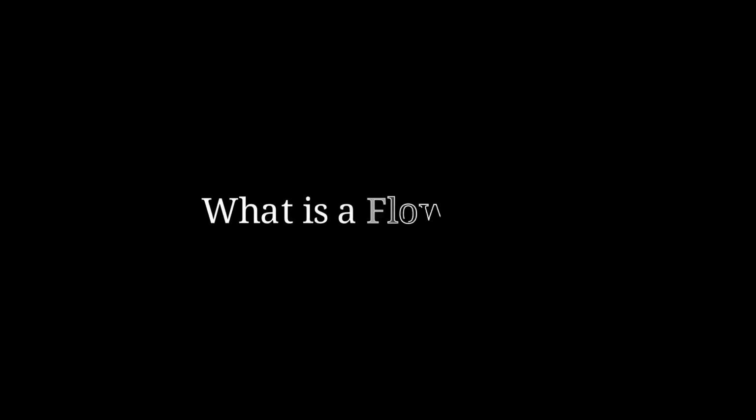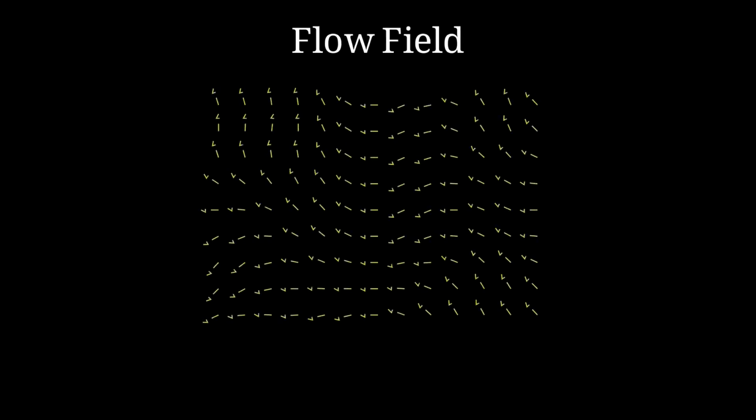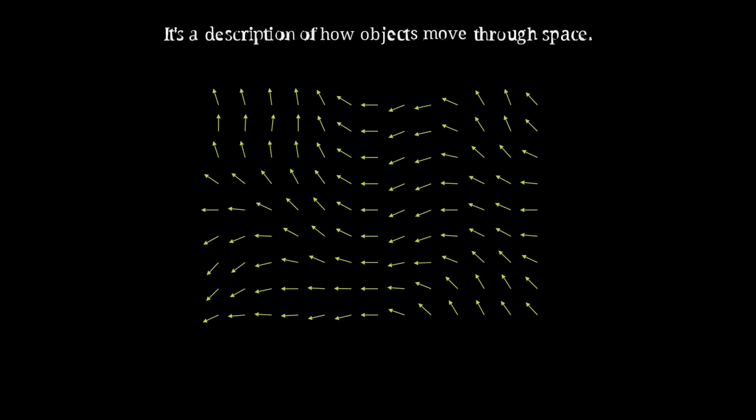So, what is a flow field? A flow field is a description of how objects move through space. Here we see a field of vectors and a particle moving through it. The vector underneath the particle describes the particle's movement. That's what we could call a flow field.